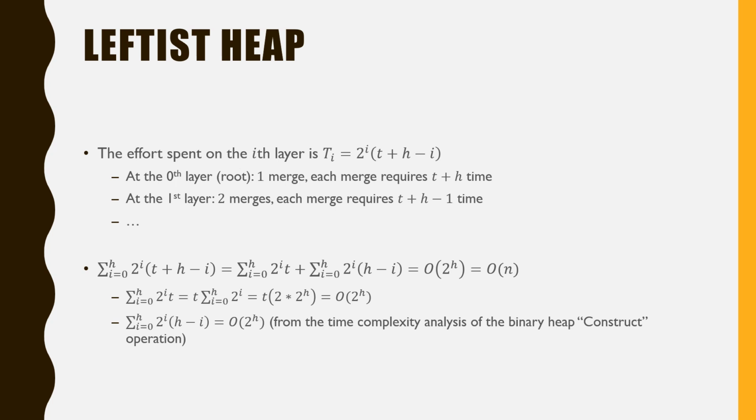To determine the overall time complexity, we sum Ti over all recursion tree levels. Notably, this sum follows a structure similar to the time complexity analysis of the binary tree construct operation. In the previous video, we provided the detailed simplification steps and showed that the sum evaluates to O(n). Thus, the Leftist heap can be constructed from n unsorted data elements in O(n) time.